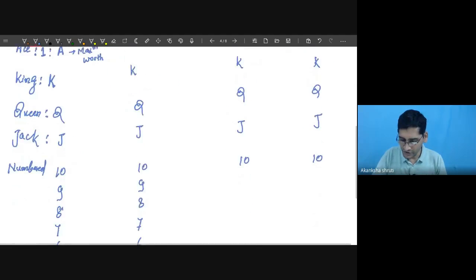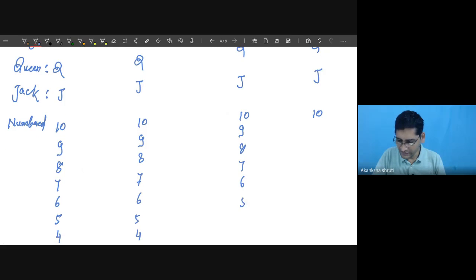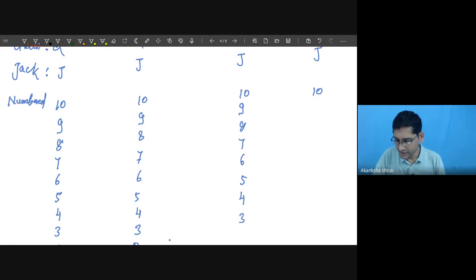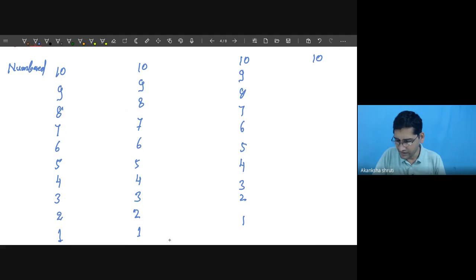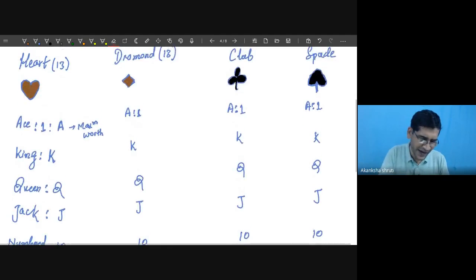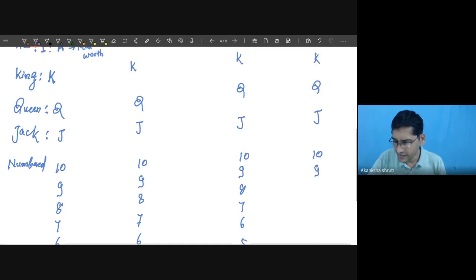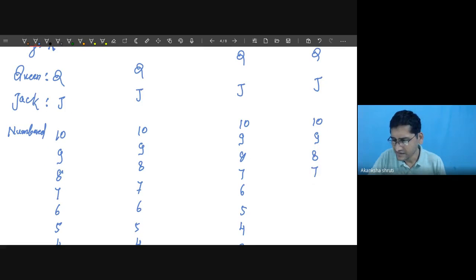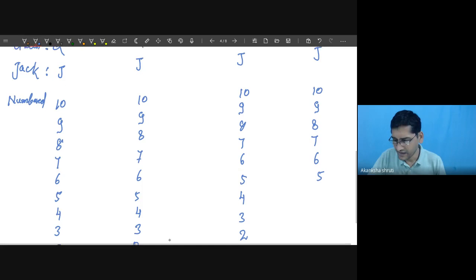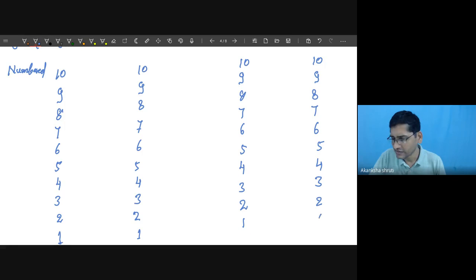Coming to the club group or the black card, up to 10 we had written. Next will be 9, 8, 7, 6, 5, 4, 3, 2, and 1. The same is also for the other group, which is the spade. Right, for the spade, up to 10 we had written, 9, 8, 7, 6, 5, 4, 3, 2, and 1.